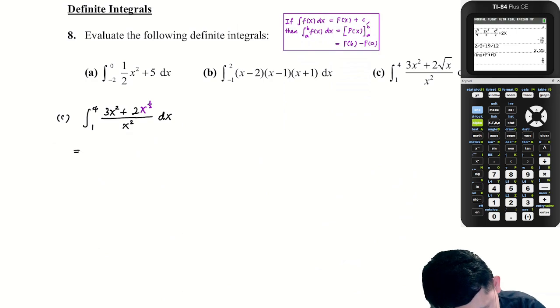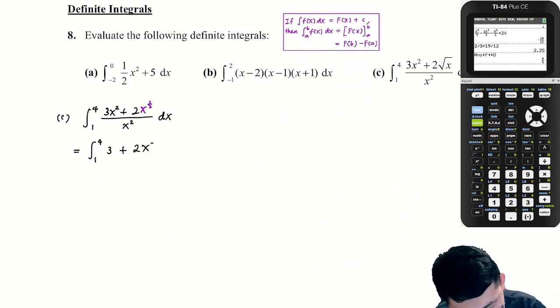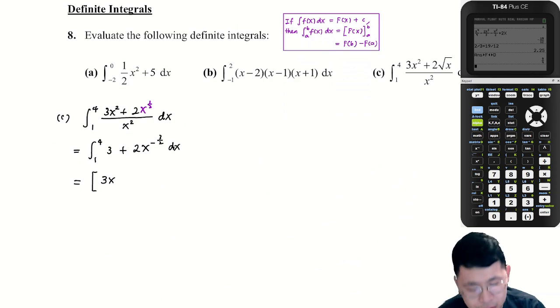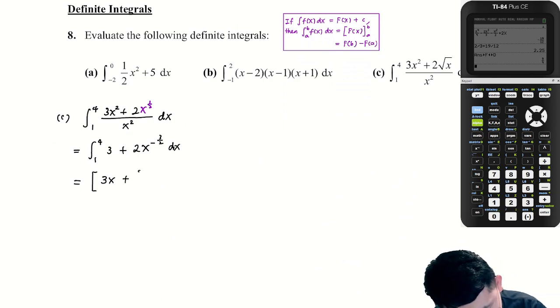So we can arrange like this. 3x squared over x squared would be just 3. Okay, 2x to the half over x squared would be just 2x to the power of negative 3 over 2, using our law of indices. Okay, with this, let us integrate. Integrating 3, we'll get 3x plus 2x power plus 1 over the new power, like this.